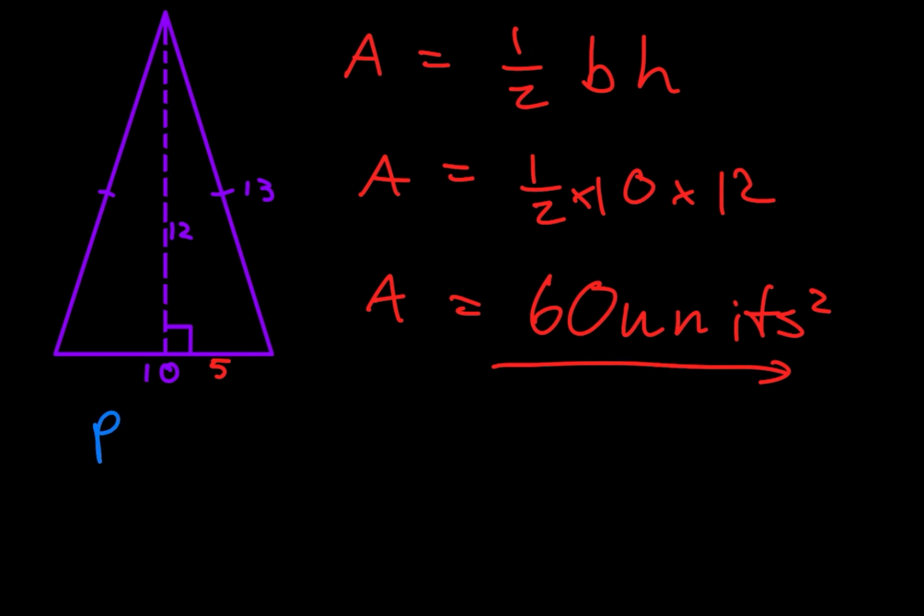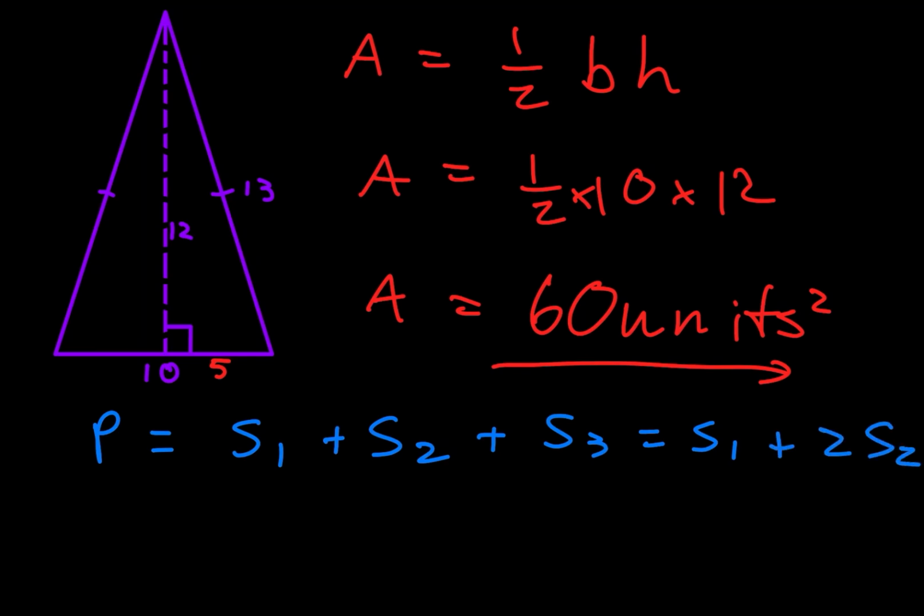And for perimeter, we have S1 plus S2 plus S3. But in this case, that's simply S1 plus 2S2, because we have an isosceles triangle where two sides are equal. So we have 10 plus 2 times 13, which is equal to 10 plus 26, which is equal to 36 units.